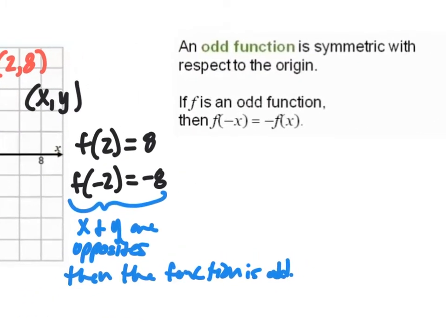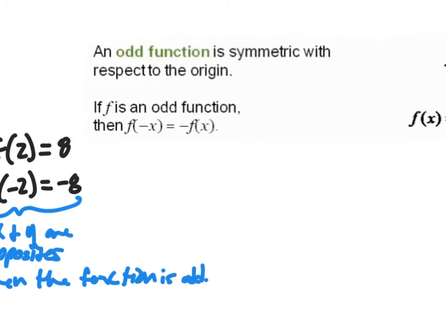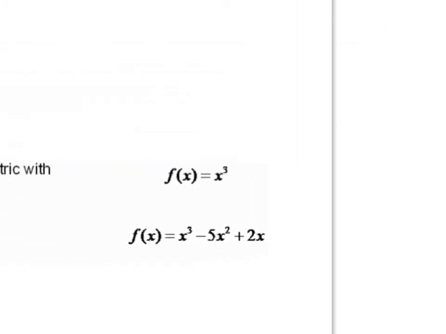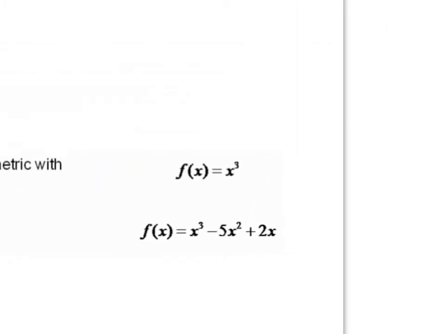And that's the idea. By definition, f of negative x is equal to negative f of x. What that means is that you plug in your normal value of 2, you get positive 8. You plug in a negative 2 value, the entire thing becomes negative. So we can come over here to these examples and ask, which one of these is odd?